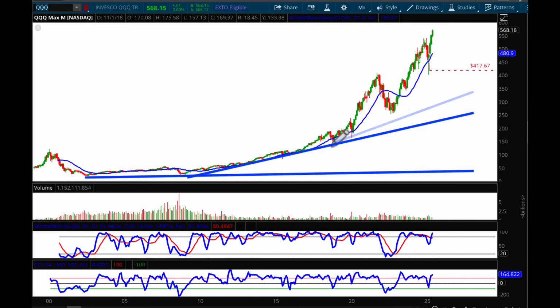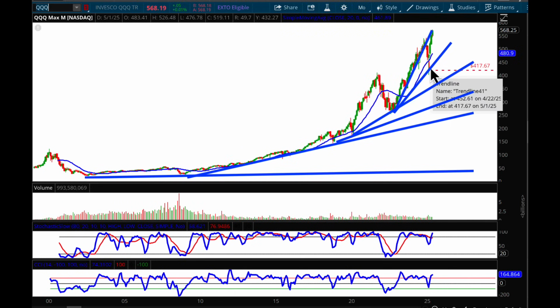Take this area here, connect to this here, fan 3. Connect here to this low, fan 4. Connect here to fan 5. And what happens? When the Qs broke out below fan line 6, what happened? Came right to 5 and then bounced.